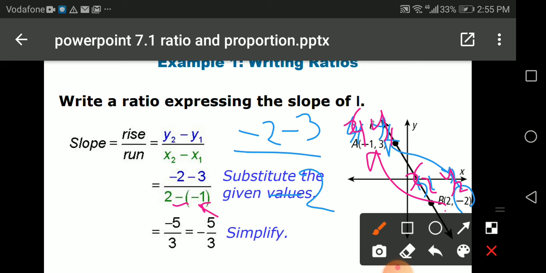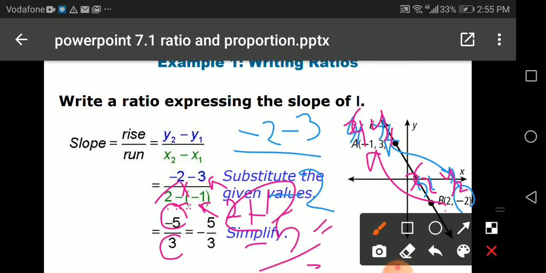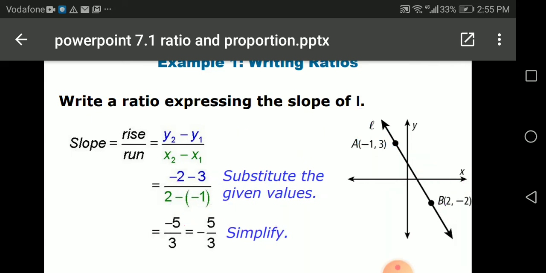Negative 2 minus 3: we lose $2, and then we lose $3. The total loss is negative 5, over 2 minus a bracket. Remember, minus bracket is a hidden multiplication: negative times negative is positive. So it will be 2 plus 1, which is 3. So I got negative 5 over 3. That is the answer: negative 5 over 3.